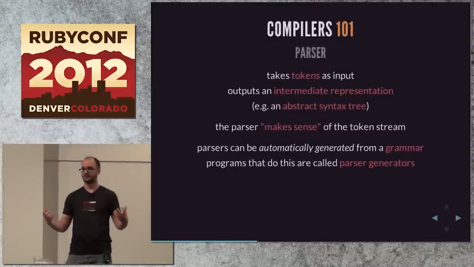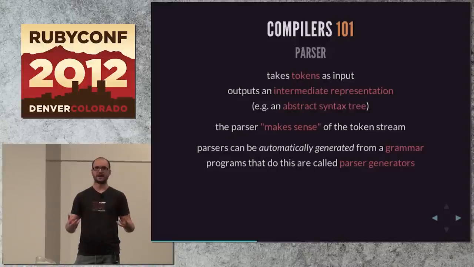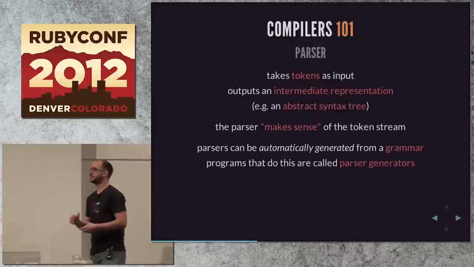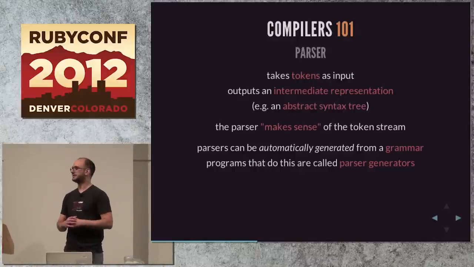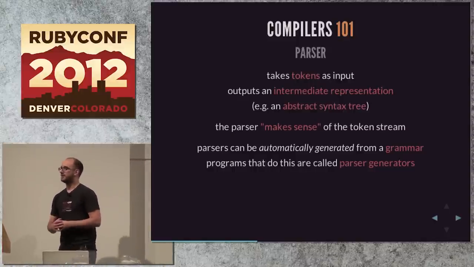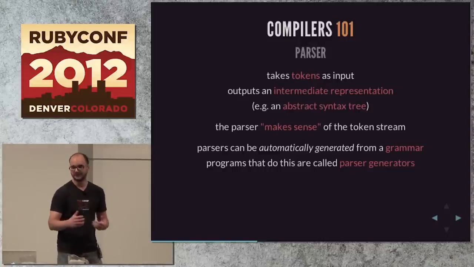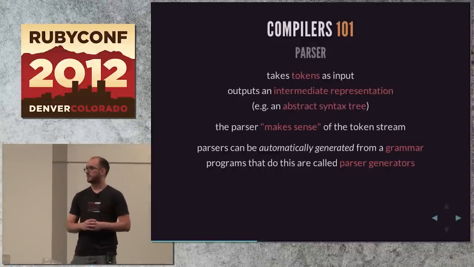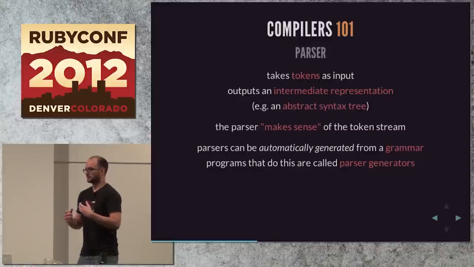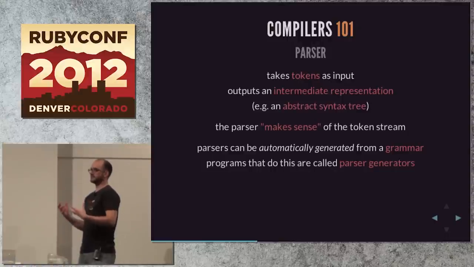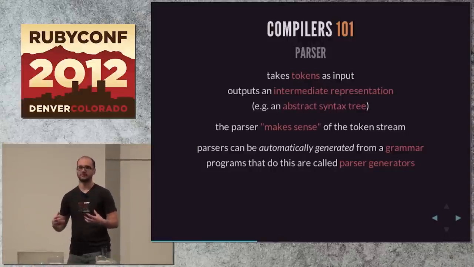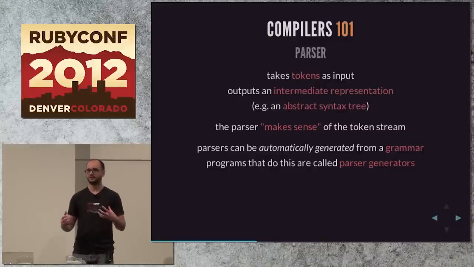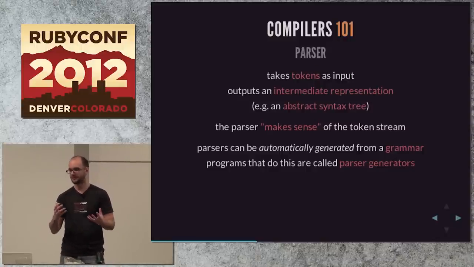The parser takes those tokens and tries to make sense of that raw input using a set of rules. As I've got up on the projector, it outputs an intermediate representation, which is so generic as to be meaningless. I've given the example of an abstract syntax tree, which you may have heard of. If you haven't, I'll cover that in more detail in a moment. I'm going to treat the rest of this presentation as though the parser always outputs an abstract syntax tree, but it's probably important to note that it doesn't necessarily have to do that. It can even directly generate bytecode.